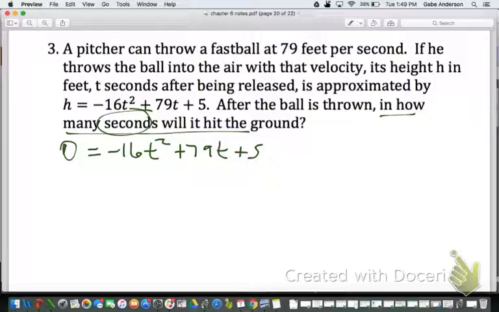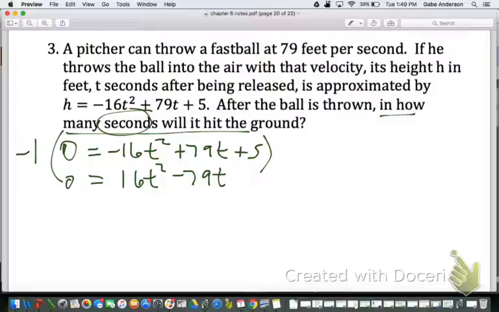So, can I give you a little bit of advice before we rush off and try to solve this? The advice that I'm going to give you is not going to be mandatory. I think it's potentially very helpful. Did you notice that the a value is negative? I think you can definitely work with that, but I don't think that that's best. Those of you that are writing, can I please show you how to deal with that? I would multiply everything through by negative 1. So if I multiply every single term by negative 1, I get 0 equals positive 16t squared minus 79t minus 5.